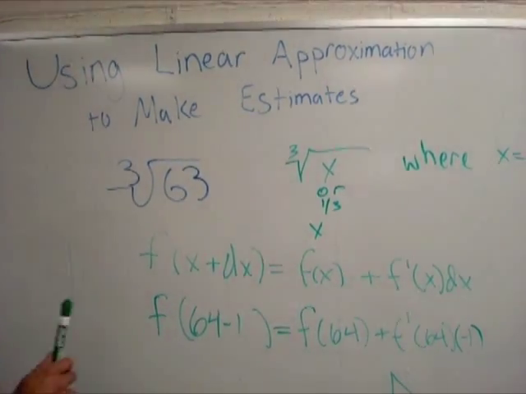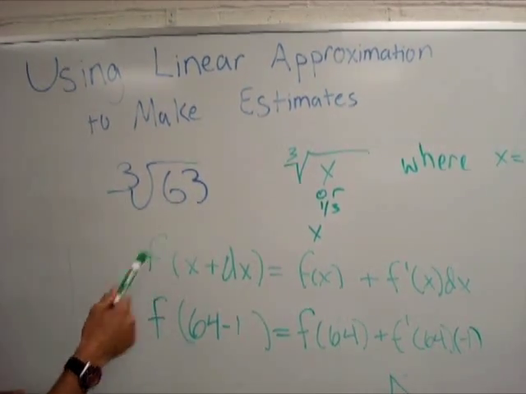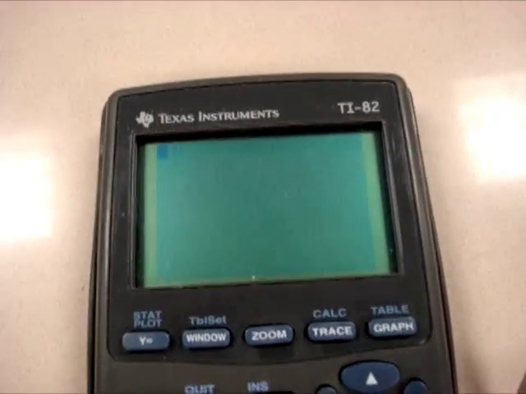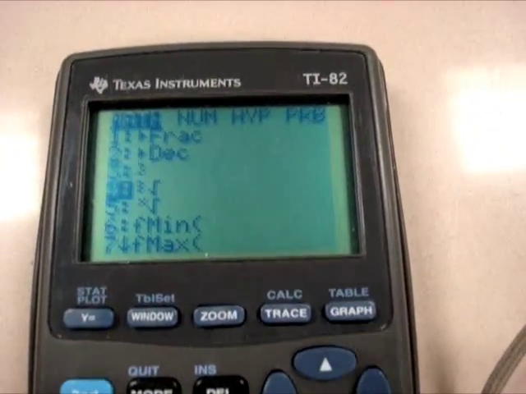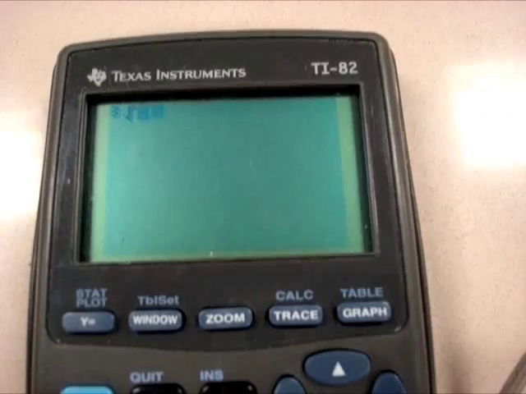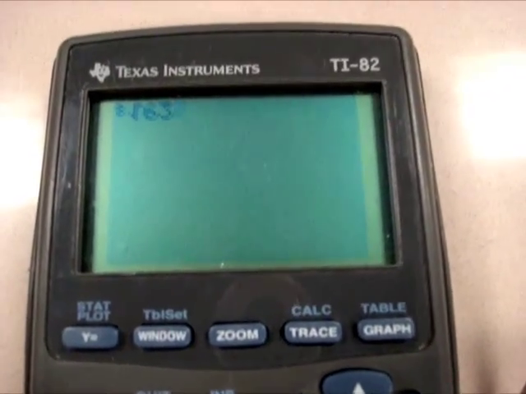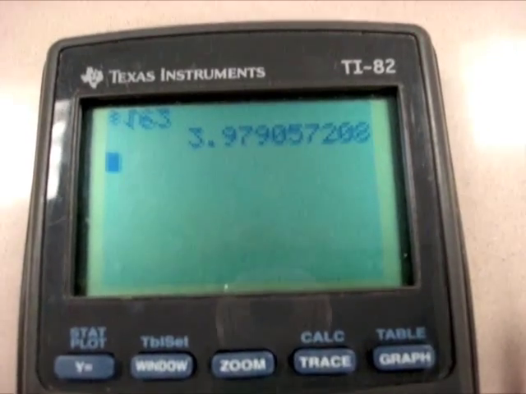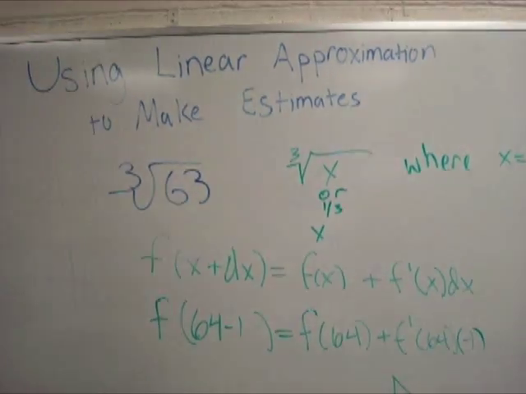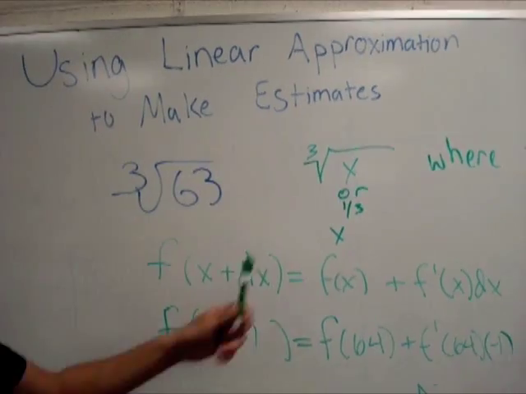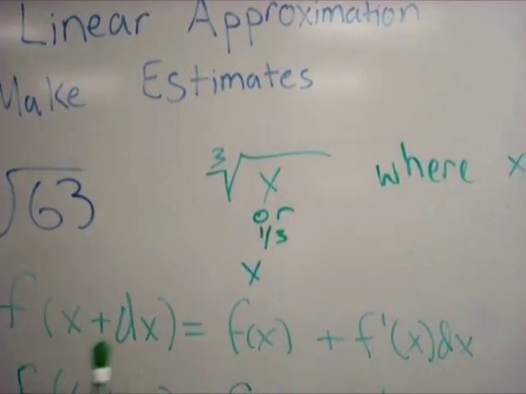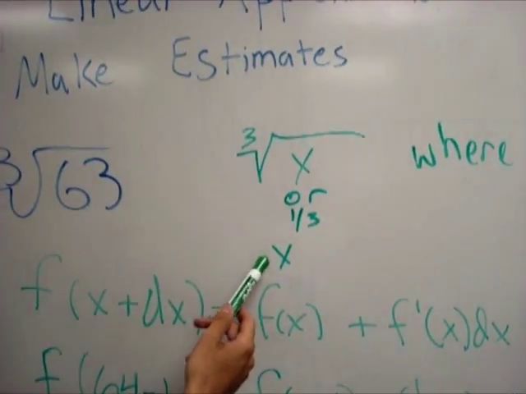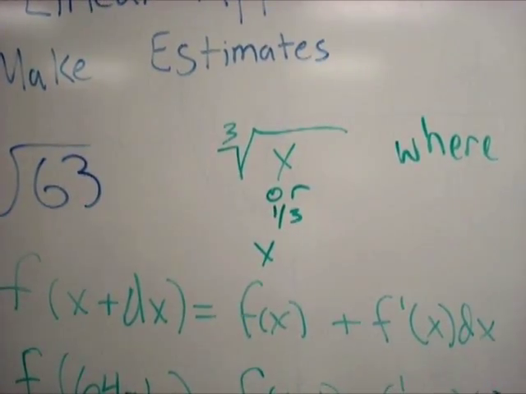Our number that we're going to estimate is the cube root of 63. So we're going to find the actual value of the function, the cube root of 63, on our calculators, which ends up being 3.979. So we're going to make our equation the cube root of x, where x equals 64. We could also rewrite this as x to the 1/3, which is going to come in handy later.